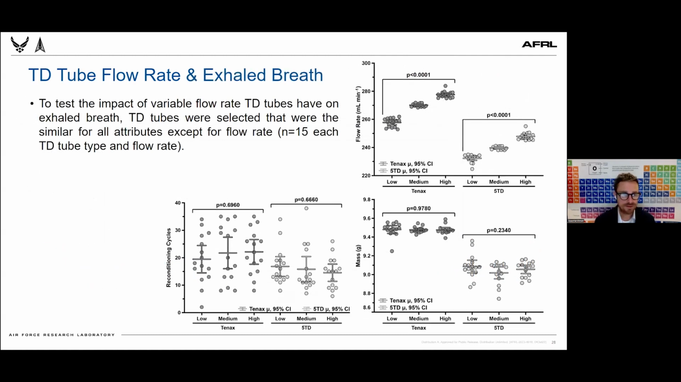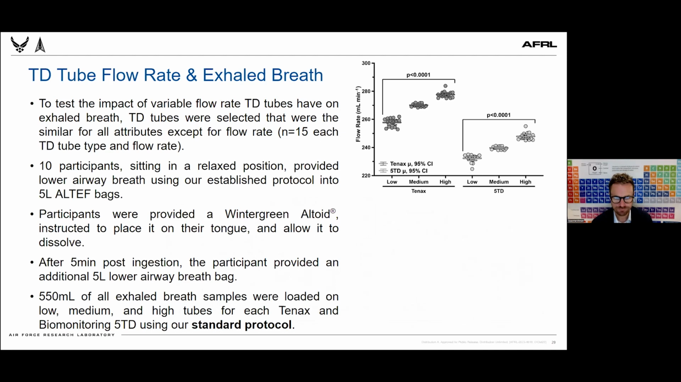All right, so to test the variability of the TD tube flow rate with exhaled breath, we picked 15 of each tube type that were high flow rate, medium flow rate, and low flow rate based on the results. So the extremes and the middle. The attributes that we checked, mass and reconditioning cycle, aren't significantly different, but the flow rates that we measured were different for each condition. And so we used those to investigate the impact of flow rate with exhaled breath.